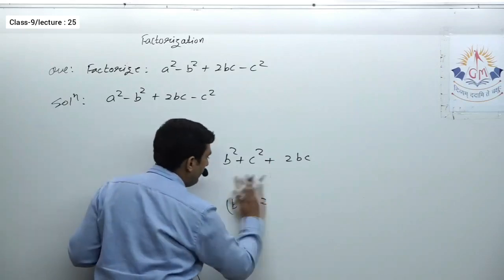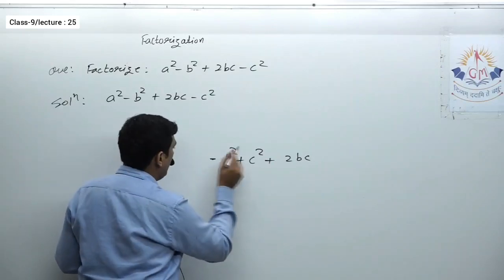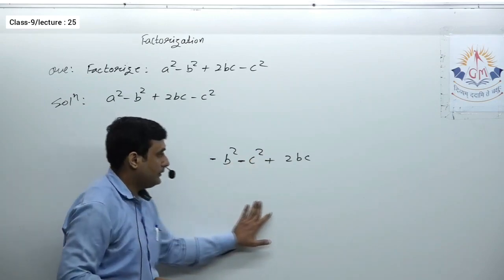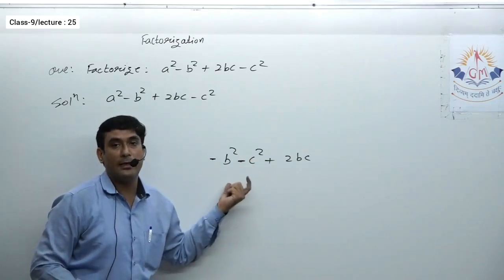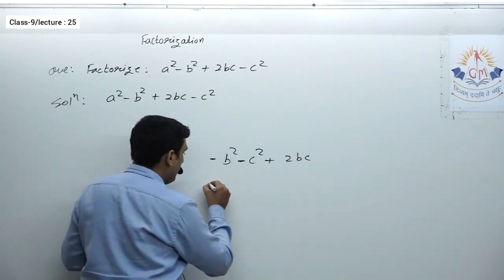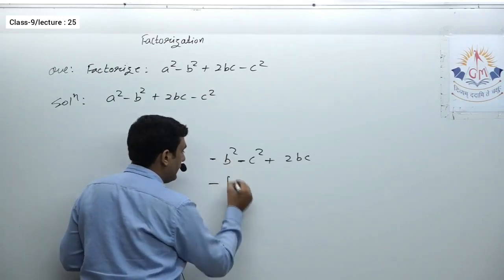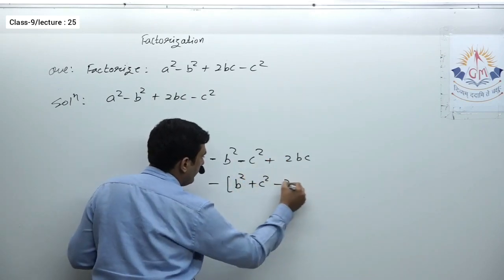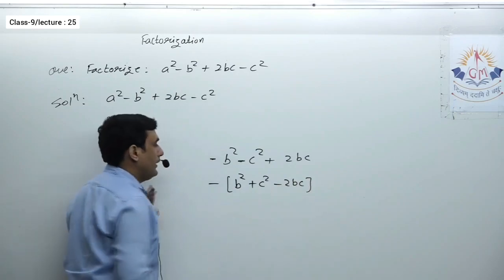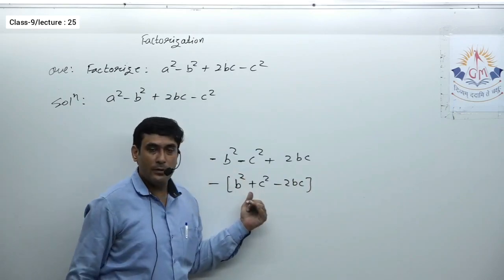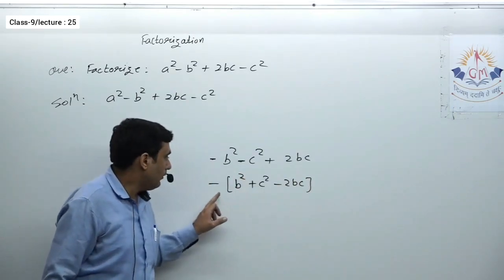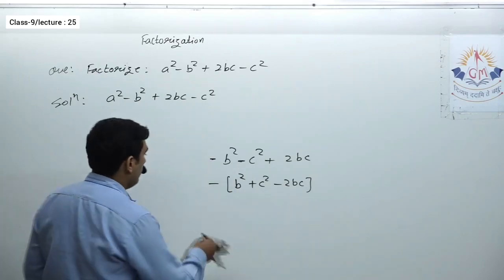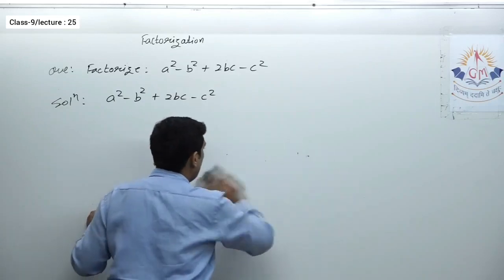But what we have over here is minus b square minus c square plus 2bc. Now this actually doesn't look like an identity, but if I take minus sign common, this negative will become positive, this negative will become positive, and this positive will become negative. When we take minus sign common, all the terms get the reverse sign. Now this is the identity of b minus c whole square. So we can use this concept over here.